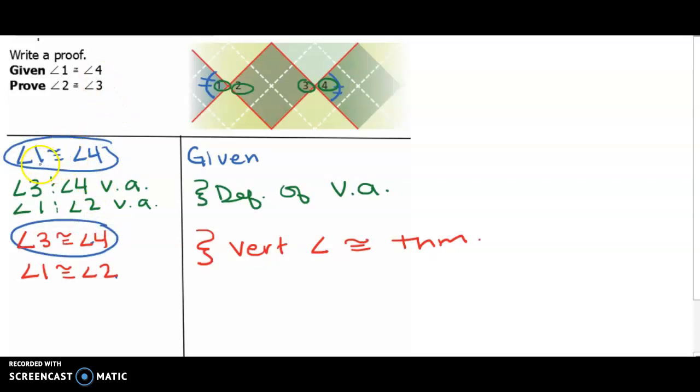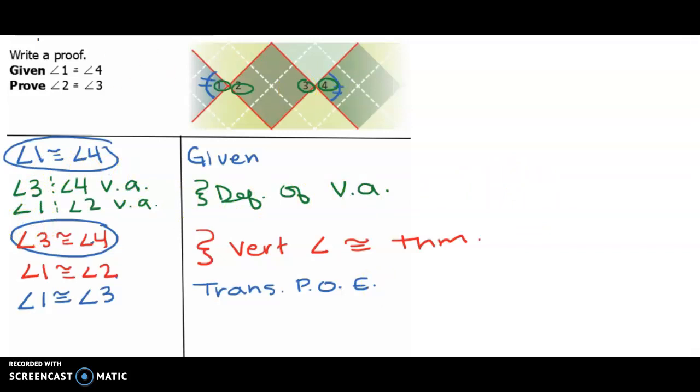Okay, notice that angle 1 is congruent to angle 4, and angle 3 is also congruent to angle 4. So because of that, we know that angle 1 has to be congruent to angle 3, right? That's the transitive property of equality. So if two things are equal to the same thing, they are equal to each other.